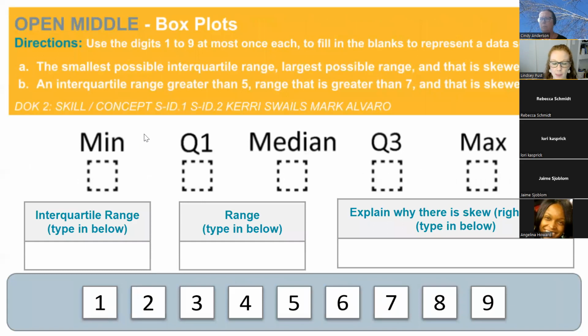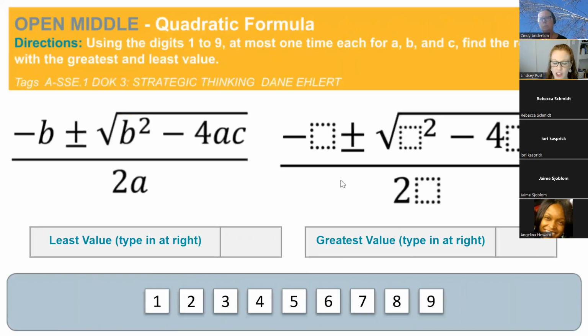And here's another one. I'm going to go through this one more quickly with box plots. This is a different way of seeing what students remember about box plots, having to use these numbers at most 1 time each, or the quadratic formula. What numbers would I put in here to get the least value, or what would I put there to get the greatest value? So thinking through, do I want the 9 on the top or on the bottom?